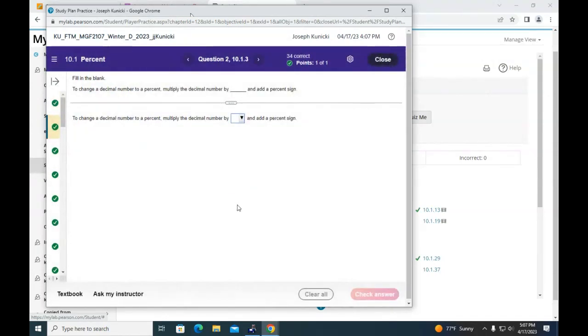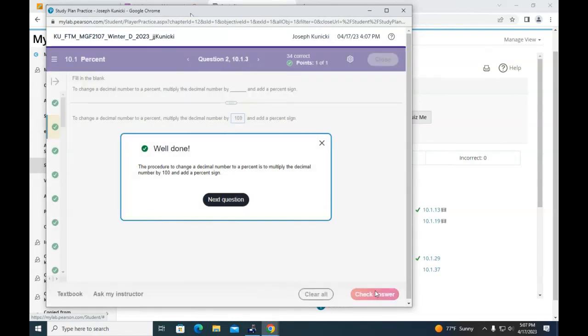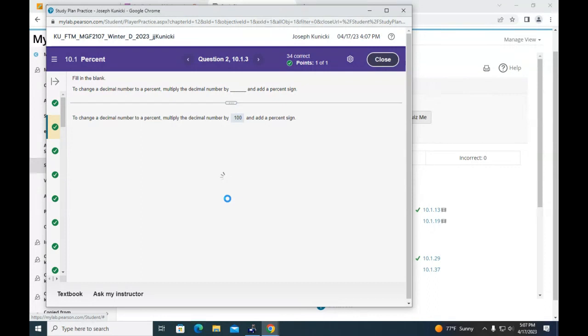Number three, I think is yours. Oh, we just talked about it. To change the decimal number to a percent, you multiply by 100. Add the percent sign. Remember, multiplying means move the decimal place to the right. Division means move it to the left. We already got that, that's a repetition from the metric system, remember?